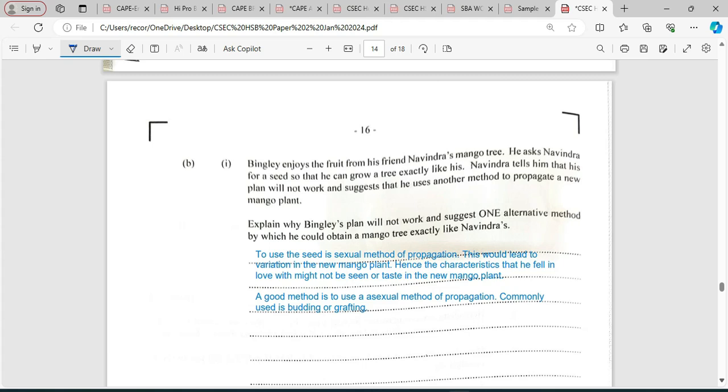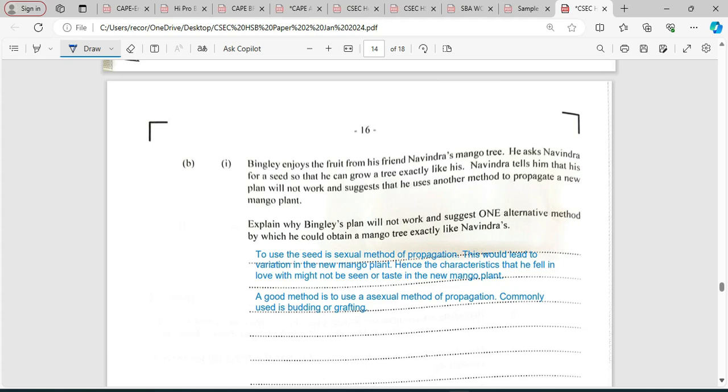All right, so Bingley enjoys the fruit from his friend Navindra's mango tree. He asks Navindra for a seed so that he can grow a tree exactly like his. Navindra tells him that his plan will not work and suggests that he use another method to propagate a new mango plant. Now you're supposed to explain why Bingley's plan will not work and suggest one alternative method by which he could obtain a mango tree exactly like Navindra's.